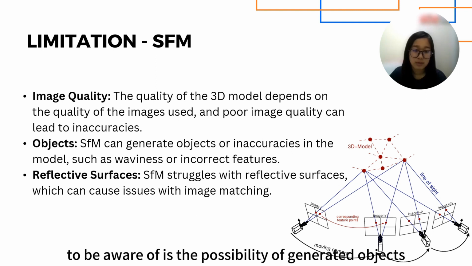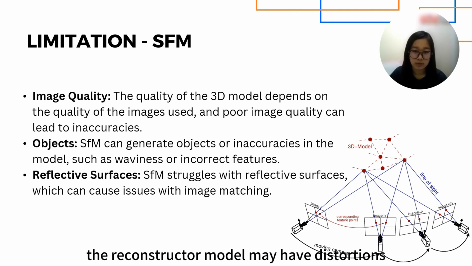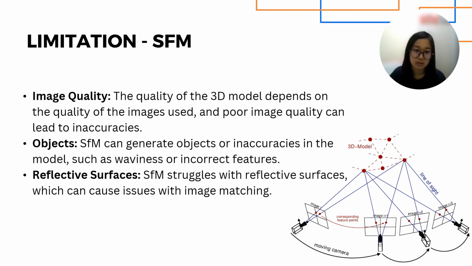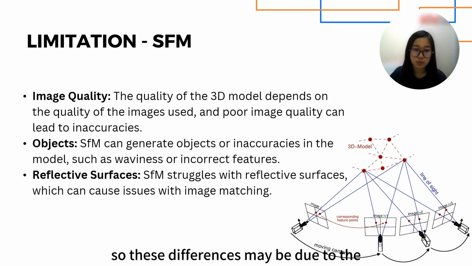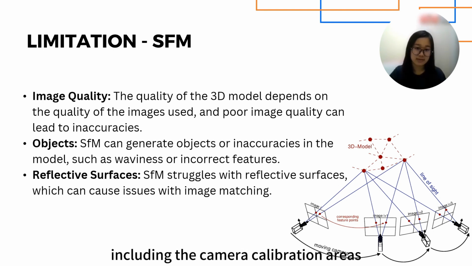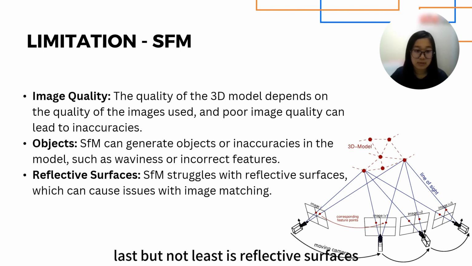Another aspect to be aware of is the possibility of generated artifacts or inaccuracy in the model. In some cases, the reconstructed model may have distortions, such as waviness or incorrect features. These differences may be due to a variety of factors, including camera calibration errors or challenges in the feature matching process.